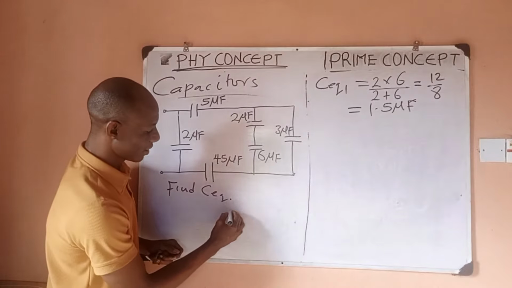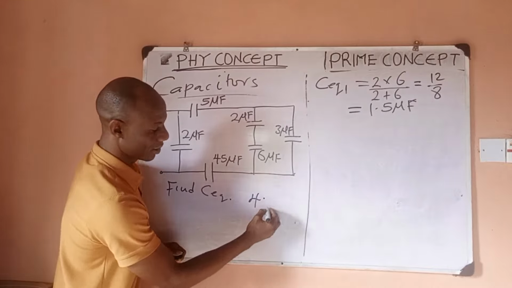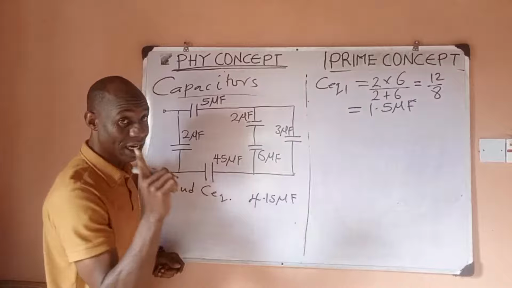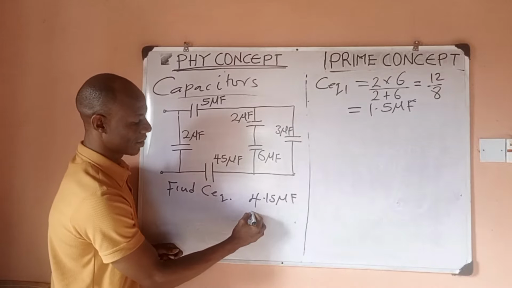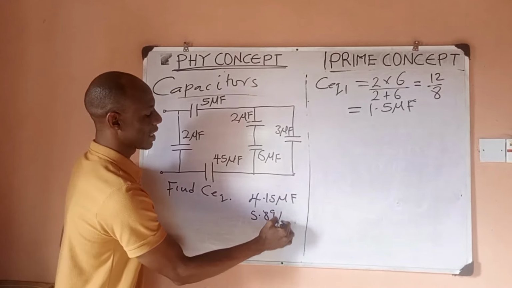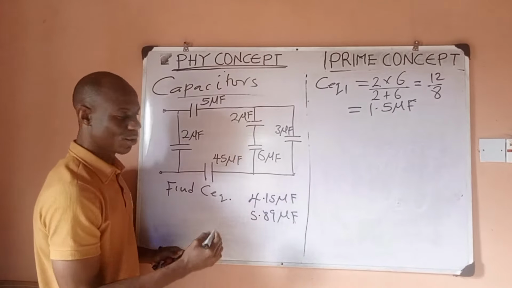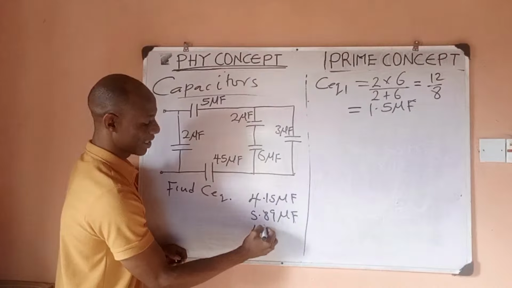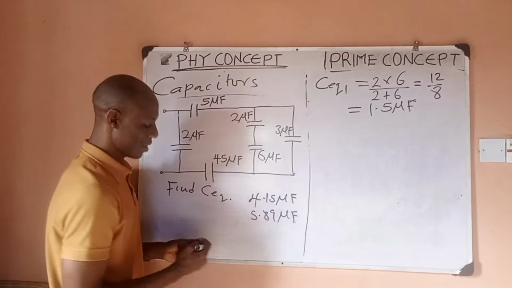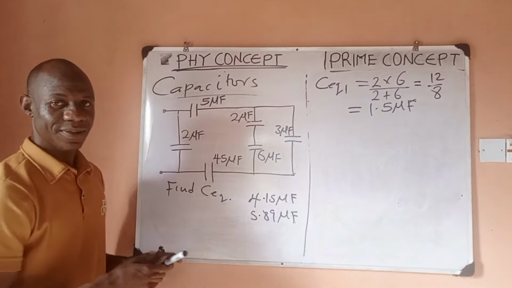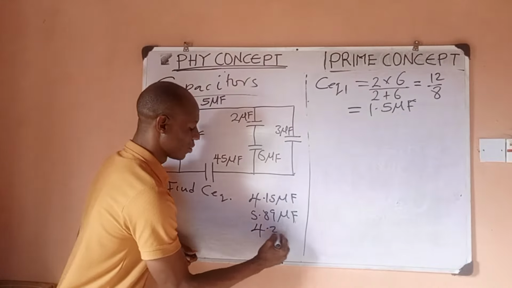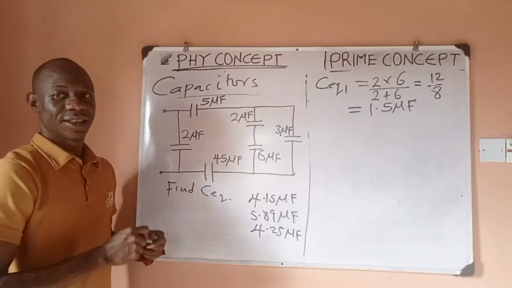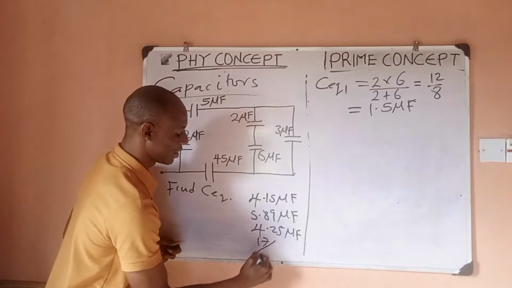Miracle said 4.15 microfarad. Chima said 5.89 microfarad. Yes, Chima. Who else? Nkemjika said 4.15, same thing. Who else? And Okoma said 4.25. 4.25, Okoma. Yeah. Okay, now let's continue. Chukwuemeka said 17/4. Chukwuemeka, 17/4.